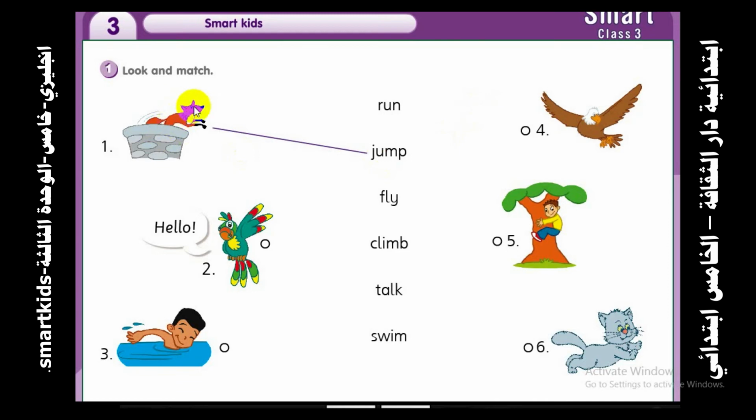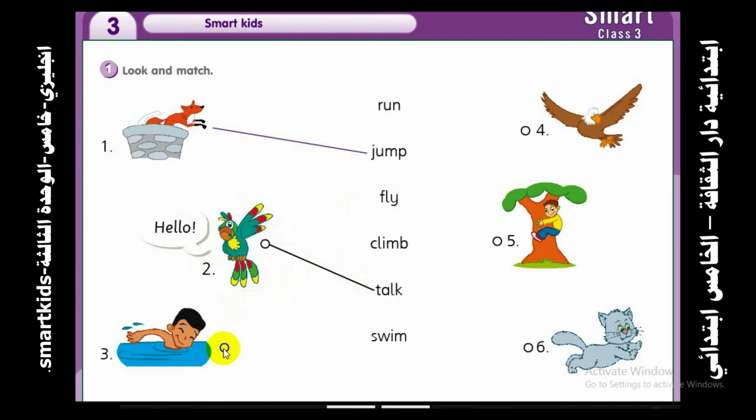Here, what is the fox doing? It's jumping. So we connect the fox to jump. Number 2, the parrot. What is he doing now? Flying. Fly. Where is the word fly? It's here. So match. Here he is also talking, not only fly. Hello. It can talk. It can talk.